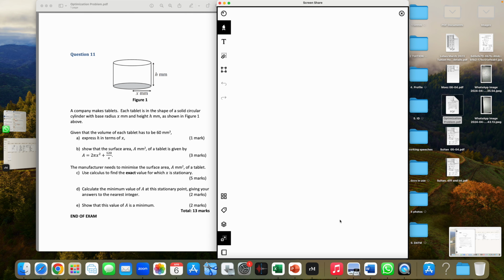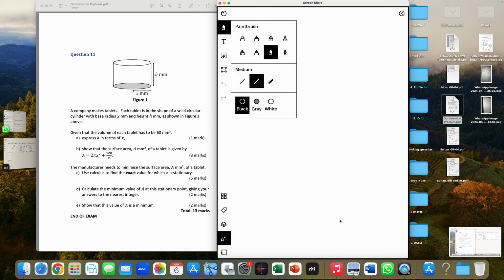We are going to see an optimization problem. Now look at the question. A company makes tablets. Each tablet is in the shape of a solid circular cylinder with the base radius x millimeter and the height h millimeter. Okay, so look at the figure. Given that the volume of each tablet is 60 millimeter cube, express h in terms of x.